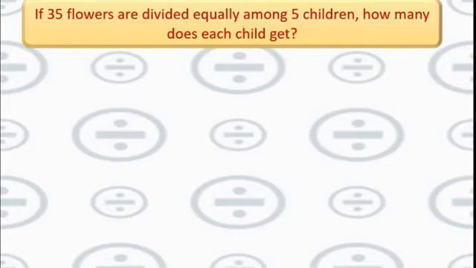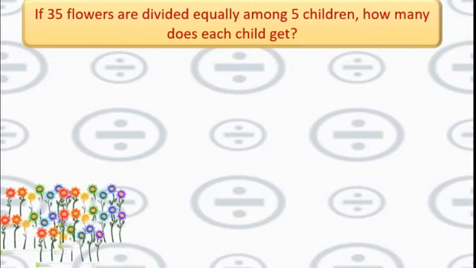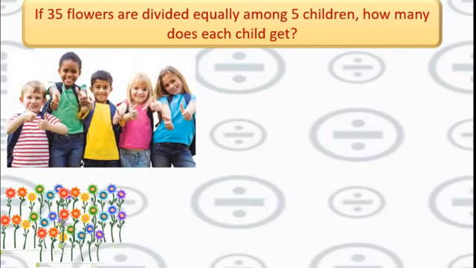Next sum. Here, if 35 flowers are divided equally among 5 children, how many does each child get? What are there here? Flowers. Okay, how many flowers are there? 35 flowers are there. And we have to divide these 35 flowers among 5 children. Okay, these are 5 children.